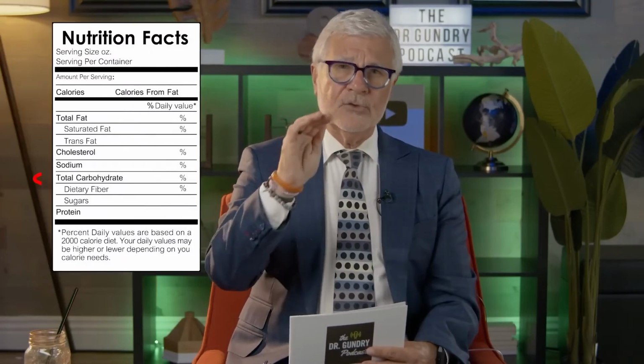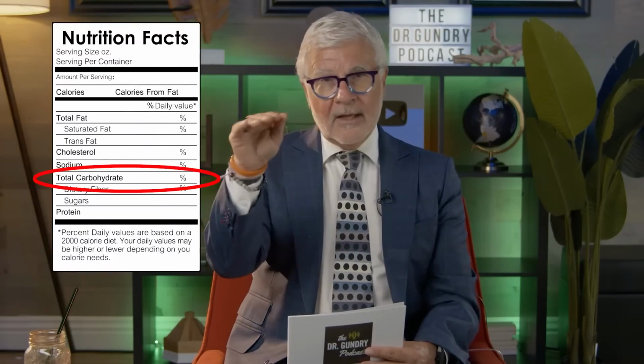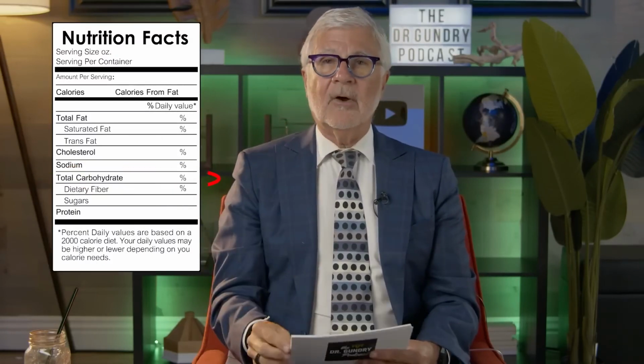First of all, don't look at total sugar. Look at total carbohydrates. That would be one of the first things under the carbohydrate level. Right below that, you'll see fiber. Take the total carbohydrate number minus the fiber. That will actually tell you the entire grams of sugar in that product.